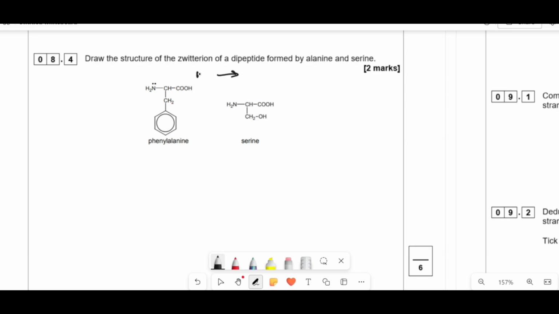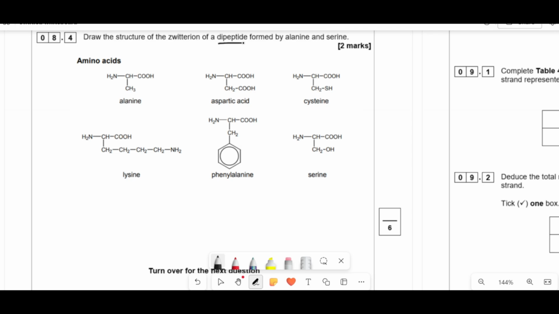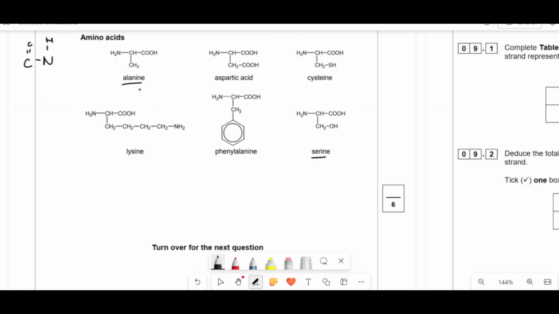Anything that gains it is a base. So this is a two-step question. We need to form a dipeptide. So that means we're going to have to, first of all, make that peptide link, which is the same as the amide link here, right? And to draw a zwitterion. So amino acids can act as bases because this can accept a proton by forming a dative covalent bond like that. And this can lose a proton and donate it. Anything in the universe that puts out a proton and loses it is an acid. Anything in the universe that gains one like this is a base. So it's a zwitterion of a dipeptide formed by alanine and serine, which is here and here. So we need to make this bond between them and then obviously close off the others.